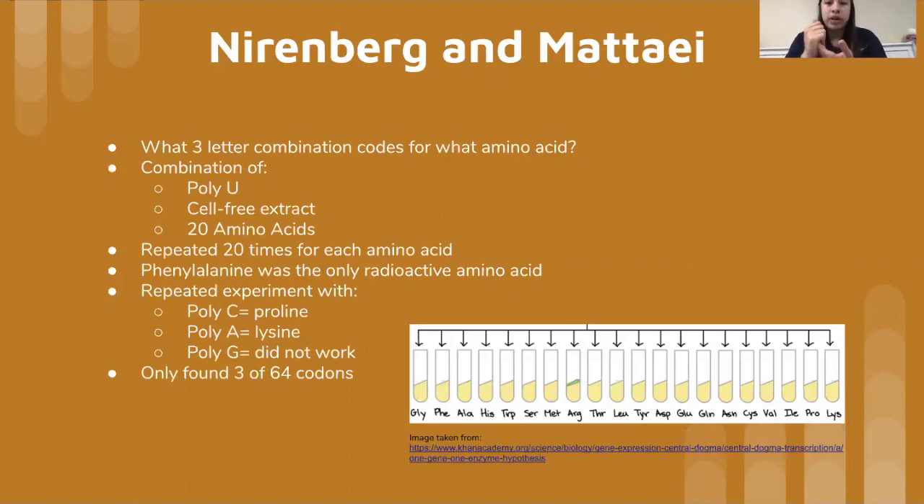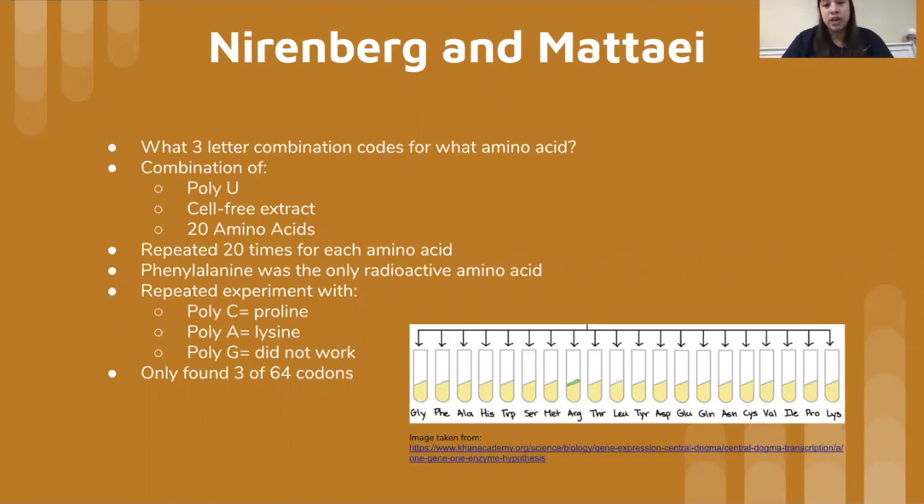The only radioactive amino acid that they had present was the phenylalanine. Sorry if that's wrong, but that's the only one that was radioactive. Then they repeated this experiment with poly C, then poly A, and then poly G. With poly C, proline was the only one that was radioactive, lysine was the only one for poly A, and nothing worked for poly G. So they were only able to find 3 of the 64 codons.